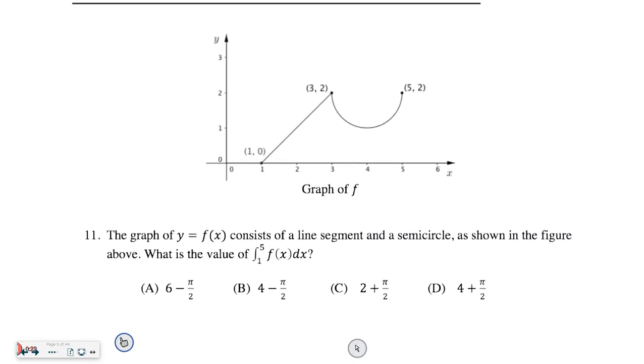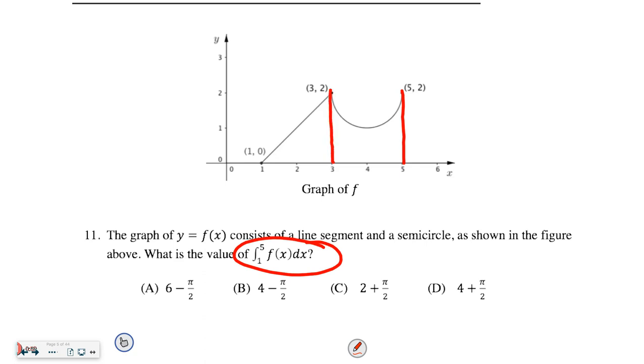Here's number 11. All right, so it gives you the graph of F. It says it's got a line segment and a semicircle, and then it says to find the value of that, right? So when it says to find that value, what should your brain think you're going to be finding? In just a word. Area. Thank you, Sam. Yeah, so this is a question about area of the stuff underneath that curve and above the x-axis. You're going to have to split it because the shapes are different.